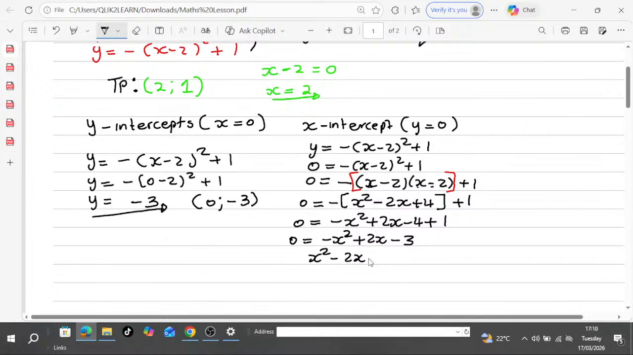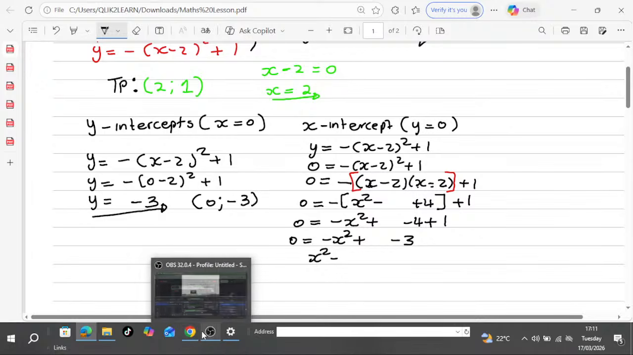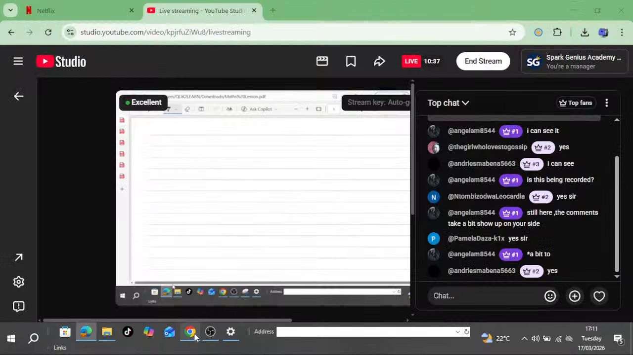No, I think we made a mistake somewhere. Now look at this. When we add the like terms here, we get 4x. So I'm just going to fix that mistake very fast. Let me check on your comments to see if you managed to see the mistake. Okay, no one saw the mistake.